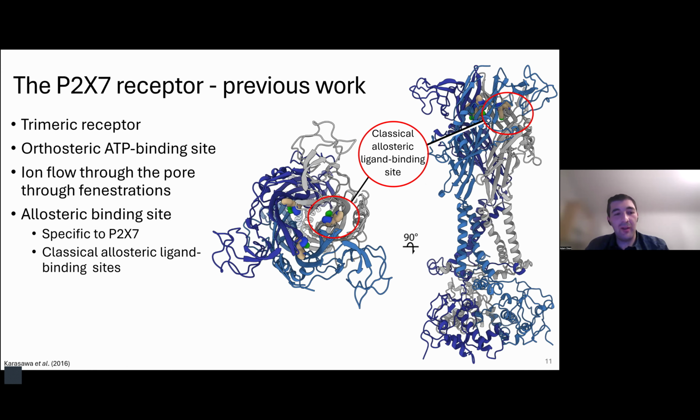P2X receptors also have distinct allosteric ligand binding sites known to modulate receptor function. The three symmetry-related classical allosteric ligand binding sites in P2X7 exist at the top of the extracellular domain, and each site also exists at the interface between two protomers, towards the center of the receptor.